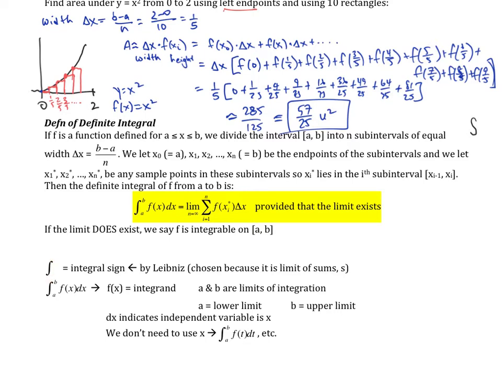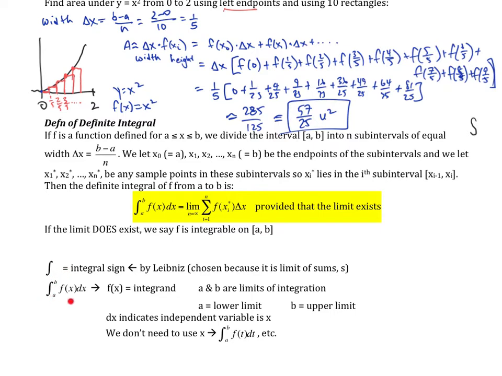So this integral sign, Leibniz chose it. Why did he choose it? Because look, it looks like an S. It looks like a summation. The summation symbol was already being used, so that was taken. He wanted to do something a little different. He did this. So it's the limit of the sums.